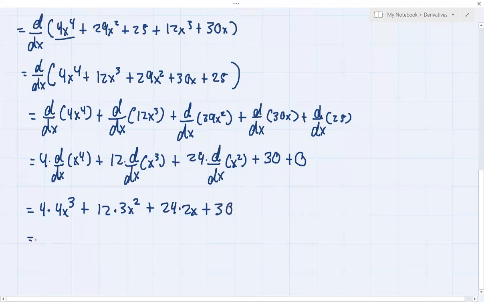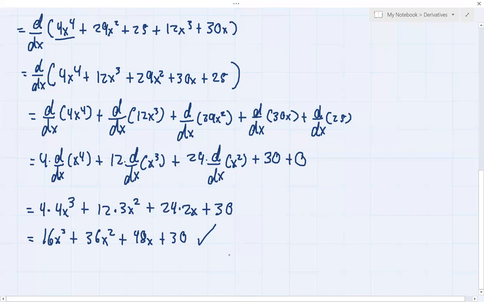Now let's simplify further. 4 times 4x cubed, we have 16x cubed. Next, 3 times 12x squared, 12 times 3x squared, meron tayong 36x squared. Next, 24 times 2x, we have 48x. Then lastly, we have 30. So this could be now your final answer.